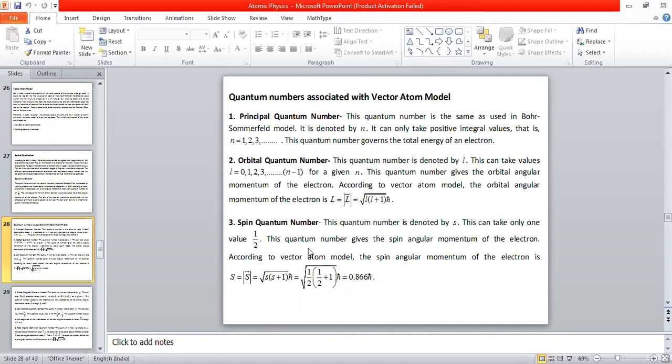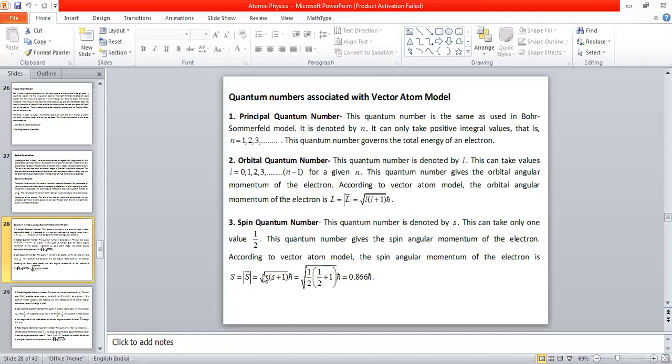Why should we discuss this? In order to find out the spin angular momentum. Once we know the spin quantum number s is half, it is possible to calculate the spin angular momentum. How do you calculate it? It's very simple. Capital S is the spin angular momentum, and small s is the spin quantum number, which is half. So that is equal to the magnitude of vector s. Vector s means the spin angular momentum vector, and we are taking its magnitude.